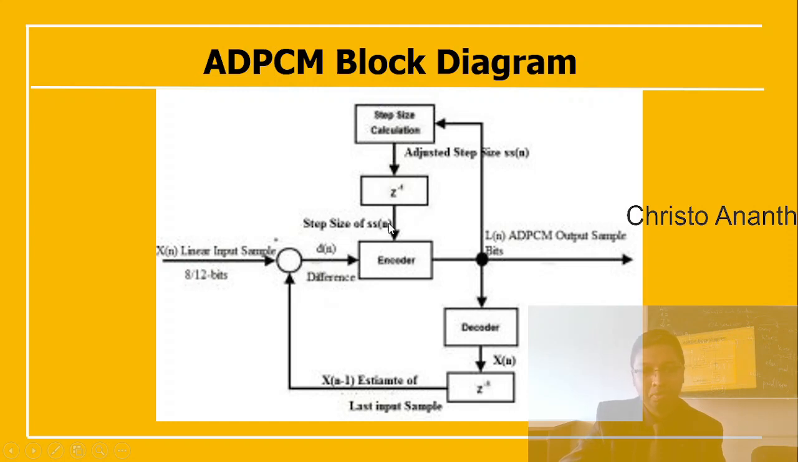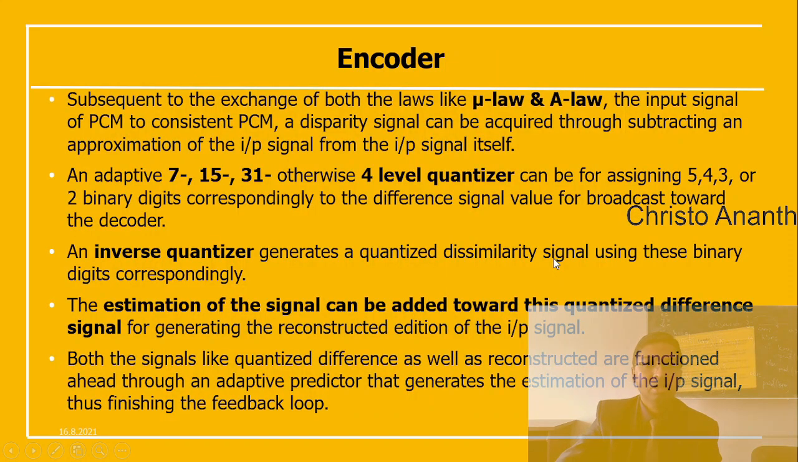Then we'll go with the step size, Z inverse, then step size calculation. Here we'll be calculating the estimate of the last input sample. Here also Z inverse, here encoder, here decoder, so everything is being clubbed up for the ADPCM output sample bits. So here the encoder will be employing the last MULA and then ALA.